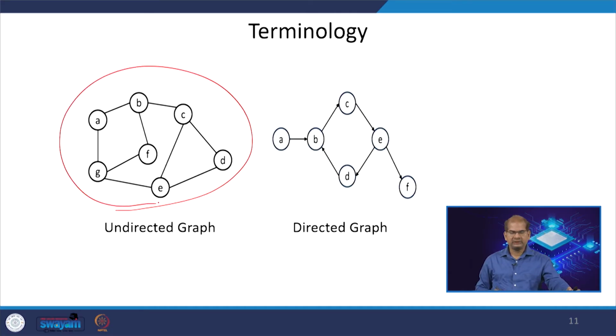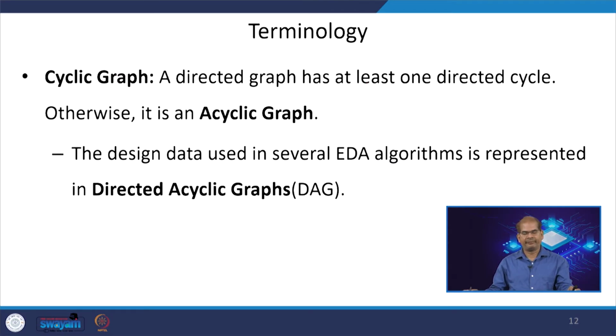But if you look here, I have a direction from node A to node B, and a direction from node B to node C. So, this is called a directed graph.